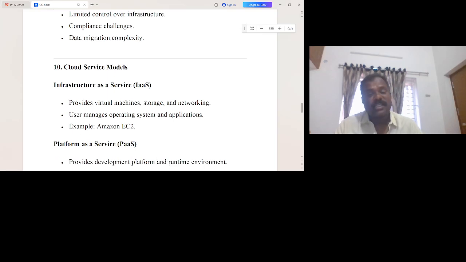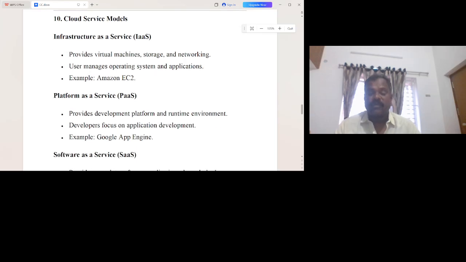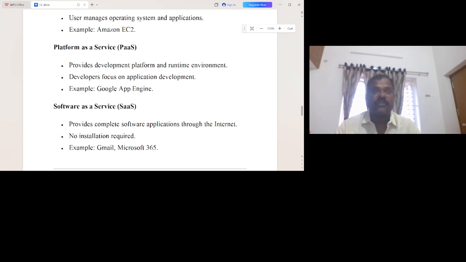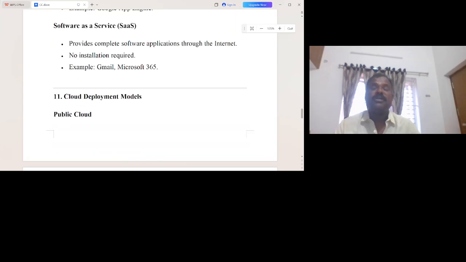In cloud computing techniques, there are three cloud service models. First is Infrastructure as a Service, which is fully based on infrastructure. Then Platform as a Service, which provides a development platform and runtime environment. Then Software as a Service, which provides complete software applications through the internet. Then the cloud deployment models. In cloud deployment, there are four models. First is public cloud, second is private cloud, third is hybrid cloud, and fourth is community cloud.